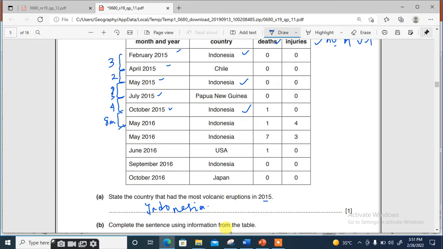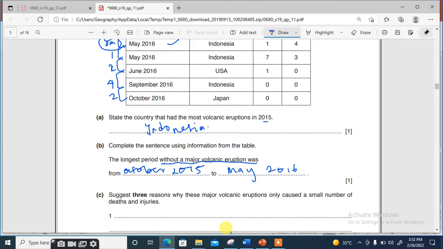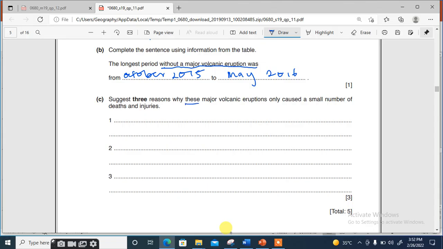Then May to May, this is still 1. May to June, you have May, June, 1. June to September, June, July, August, September, 4. Then September, October, 2. So what we'll be looking at here is, okay, the longest period is October 2015 to May 2016. That's all. So we have from October 2015 to May 2016.